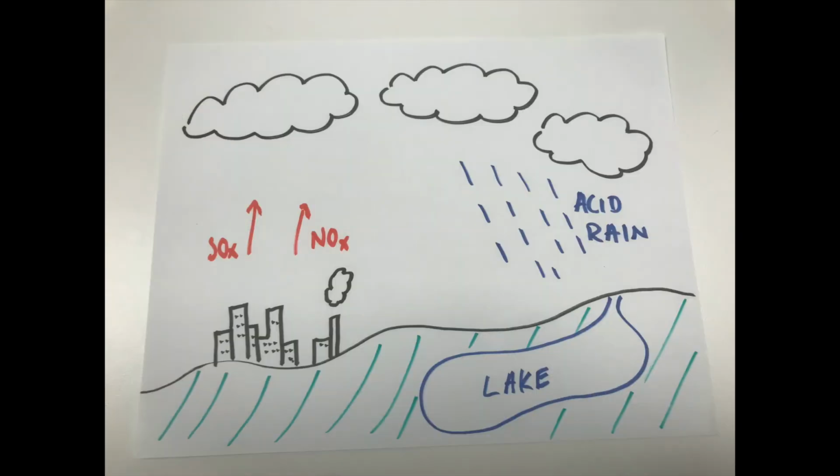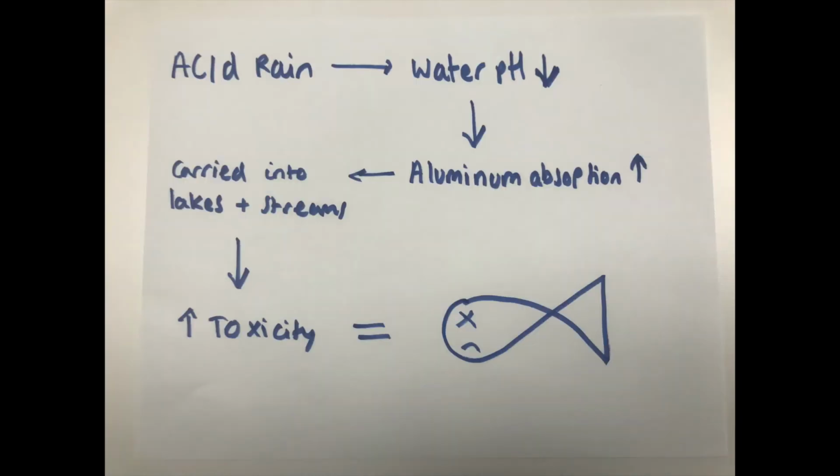Another way NOx can damage ecosystems is acid rain, where NOx and SOx react with water and oxygen in the air and form sulfuric and nitric acid. Acid rain will fall and reduce water pH, which increases the aluminium absorption in soil, which when carried to lakes and streams increases the toxicity, and then ends up killing the aquatic life, like Nemo here.